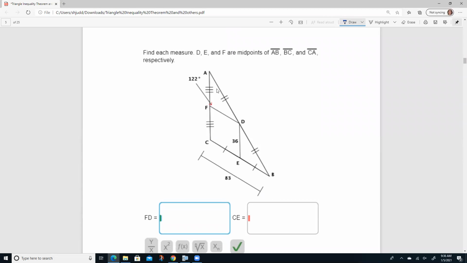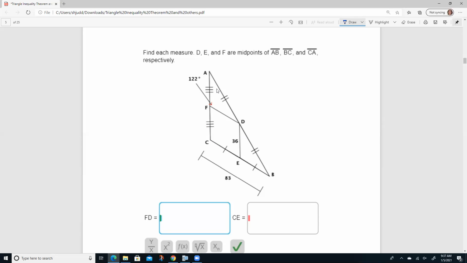So let's look. We're going to find the measures of D, E, and F. It says find each measure. D, E, and F are midpoints of AB, BC, and CA, respectively. Okay, so we know midpoints, which means we know all these sides are already congruent. We've already got those marked. Nice.